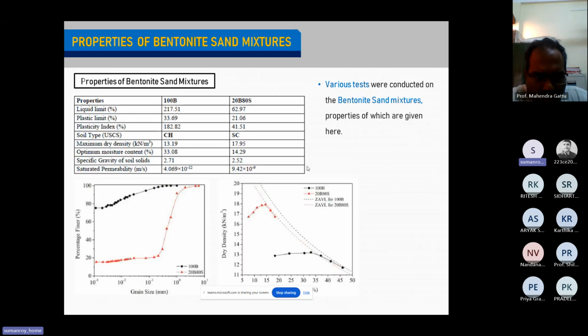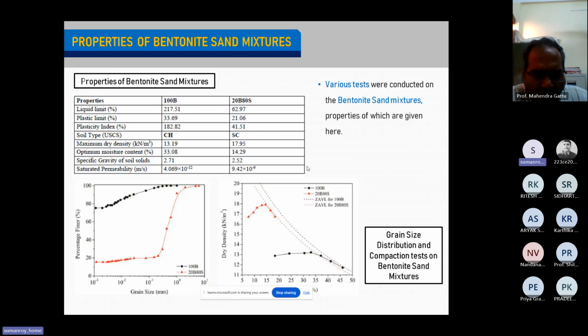So these are the grain size distributions and the compaction curves. Obviously for the 100% bentonite, the water content will be very high compared to the 20 bentonite design, where the water content will be comparatively low.